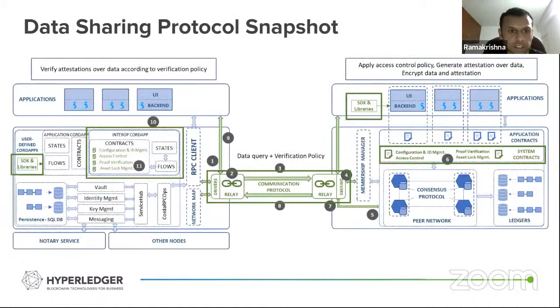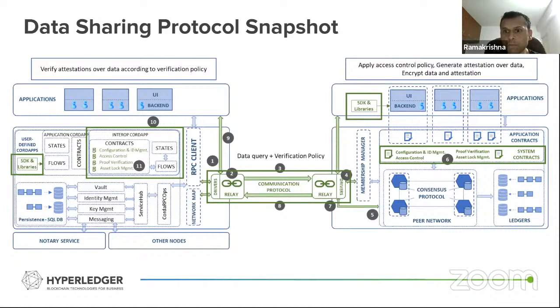Okay, this again is a rather busy diagram. This just serves to illustrate the data sharing protocol that I talked about. Without going into details, on both sides you can see there are certain common modules. At the leftmost end, you have the SDK and libraries in the Corda network. In the middle, you have certain contracts, and at the right, you have a relay and a driver. Similarly, on the network at the right, which is representative of a Fabric network, you have a relay and a driver, and then you have SDK and libraries that are used by the Fabric client applications.